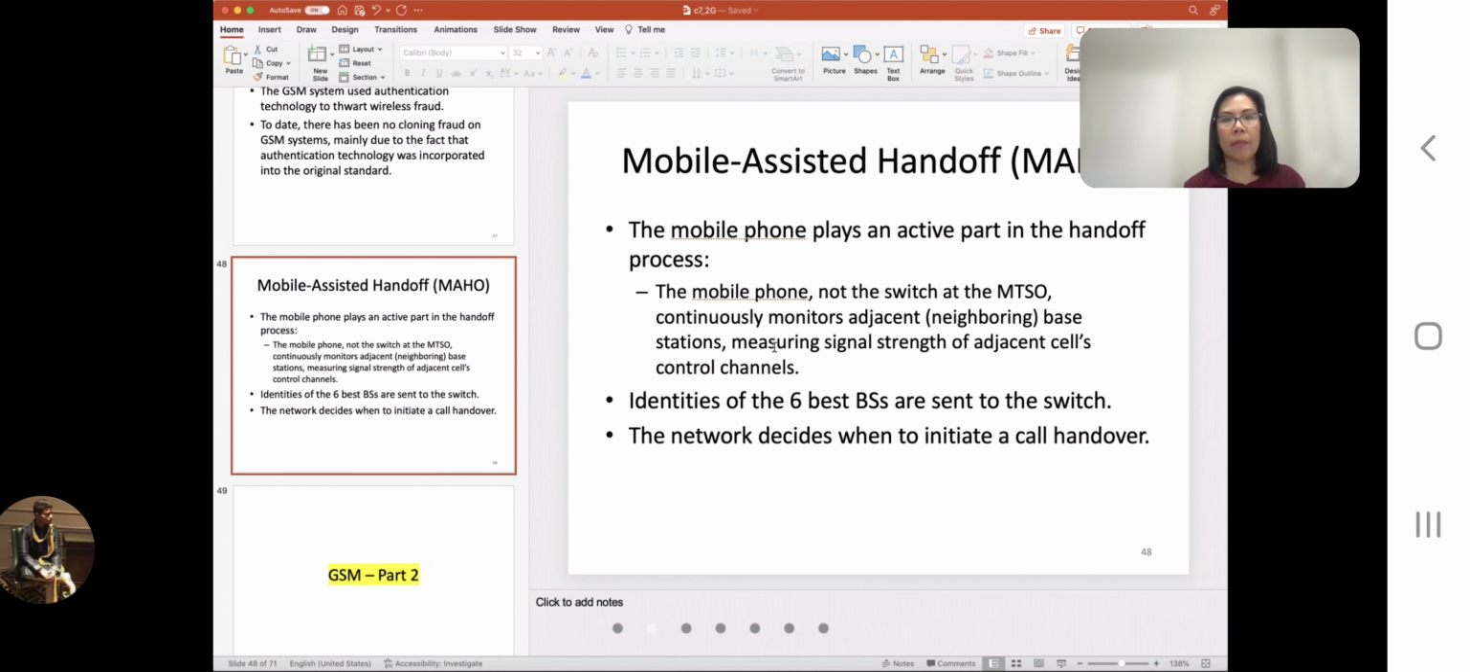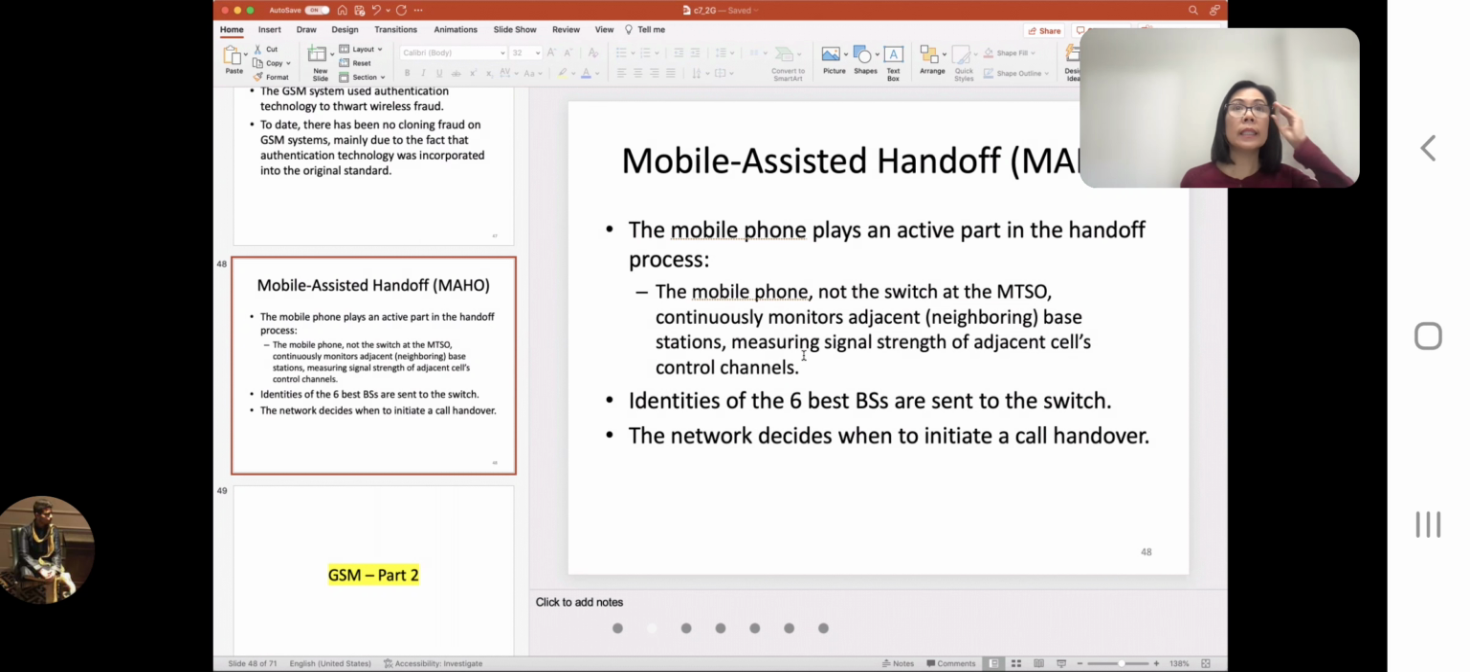So in the analog system, the switch is responsible for finding a good base station for the mobile phone to move to. In GSM, the mobile phone will monitor different base stations around it, and then it measures the signal strength of these base stations. And then it will identify the 6 best base stations, and then it sends the identity of these 6 best base stations to the switch. And then the switch will decide when to initiate a handover and to which station based on the information sent by the mobile phone.